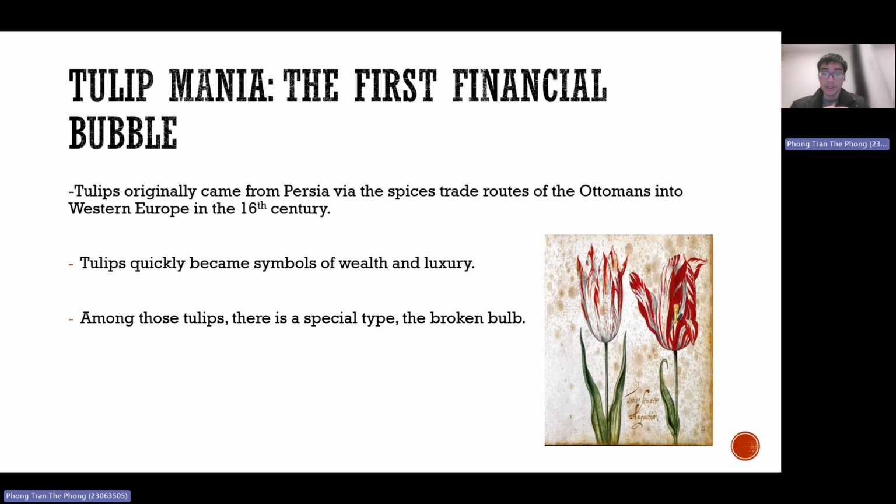Among those tulips, there's also a special type which is above all others, the broken bulb. As you can see here, these have dark stripes and flames on a light background. And the interesting thing is this doesn't come from the flower's genetics, but rather from a virus. And the field of genetics didn't exist for another 200 years. So this is extremely random and rare, and as a result, they are crazy expensive. I believe you could even buy a house at that time with one of those tulips.